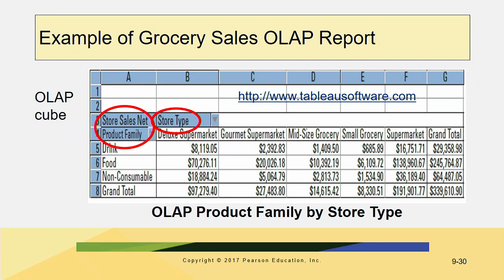So I see that in the deluxe supermarket there was $70,000 worth of food sold. Maybe I want to see exactly what kind of food item. So I drill down into that value. Does that make sense? That's the online nature.